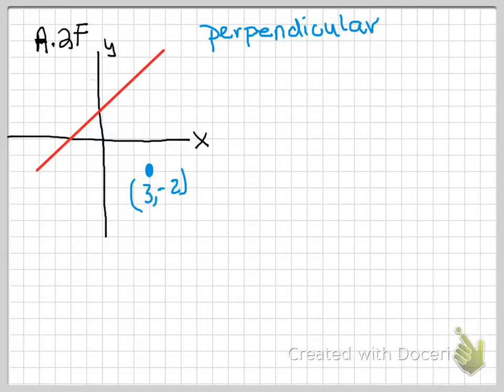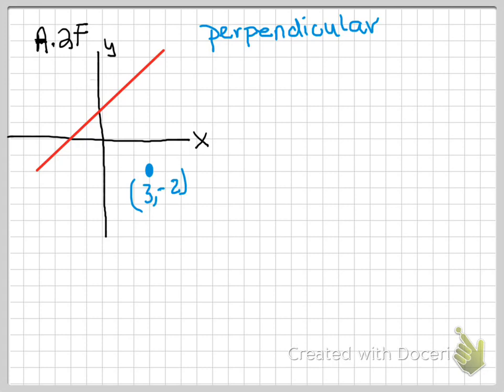In this video we're going to make a line that goes through a point and is perpendicular to the line that you see here, the equation that we have here. The first thing we need to do is remember that perpendicular means the slopes are the opposite and the reciprocals.